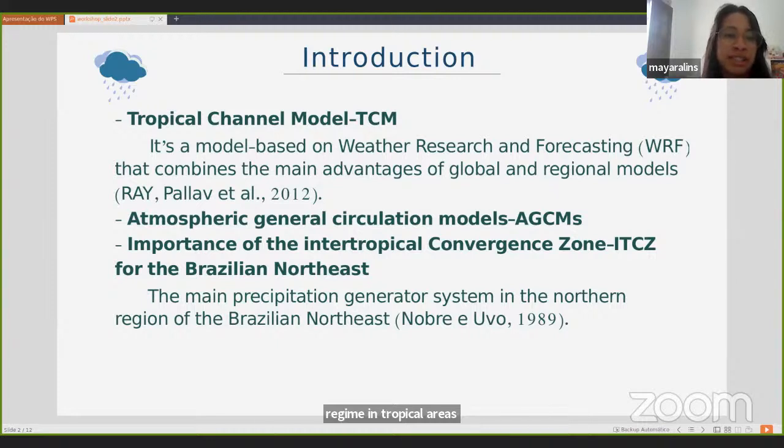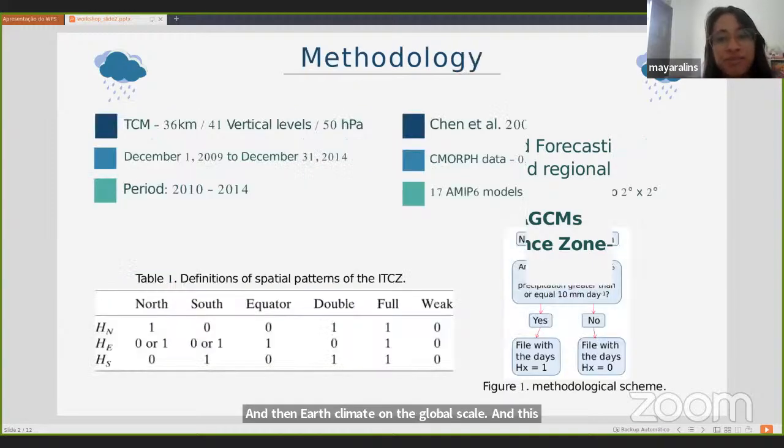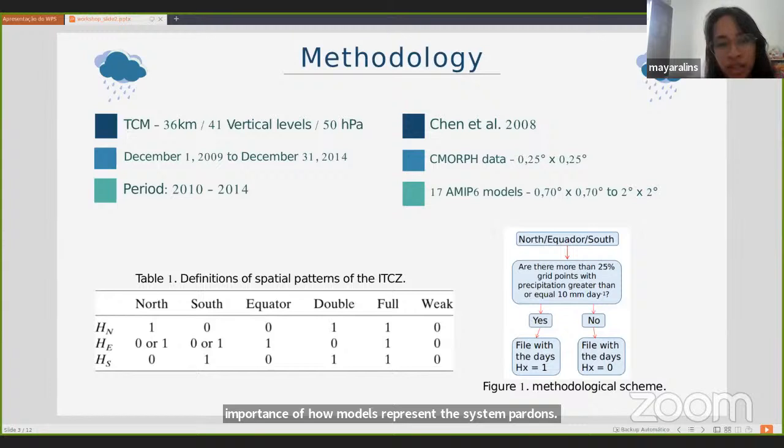Nobre and Uvo 1989 related the importance of identifying how long the ITCZ was positioned further south of its normal position. According to the authors, the ITCZ is the main precipitation generating system in the northern region of Brazilian Northeast. Thus, a better understanding of the position, structure, frequency, and migration of the daily ITCZ is clearly very important for describing the atmospheric process, and then Earth's climate on the global scale, and the importance of how models represent the system patterns.